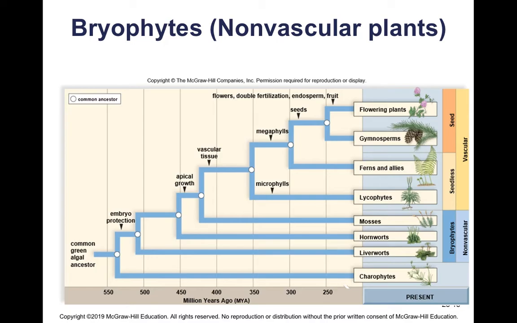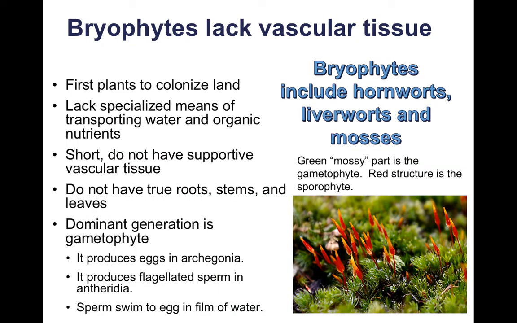Okay, so let's start by talking about some of these basal plants. We're going to begin with the bryophytes. The bryophytes are going to be the non-vascular plants. When we talked about plants having a vascular system, we talked about them having xylem and phloem. This helped support the plant and transport materials. These plants do not have a vascular system. The bryophytes include hornworts, liverworts, and the mosses.